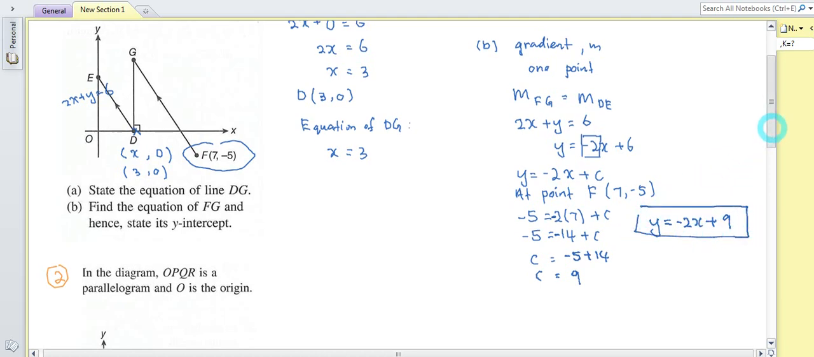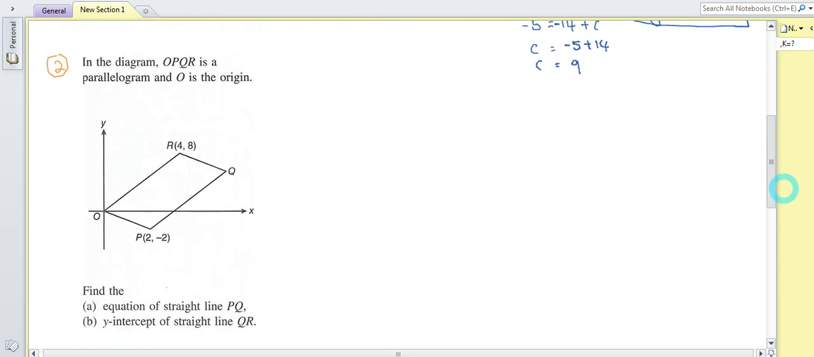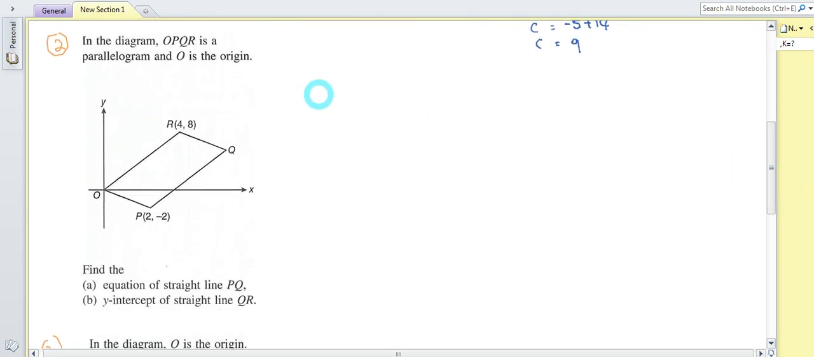Okay, so I proceed to the second question. In the diagram, OPQR is a parallelogram. Parallelogram means that this side is actually parallel to this one and this side is parallel to this one. Okay, and O is the origin. So still remember, for the origin, the coordinate is 0, 0. Okay, find the equation of the straight line PQ.